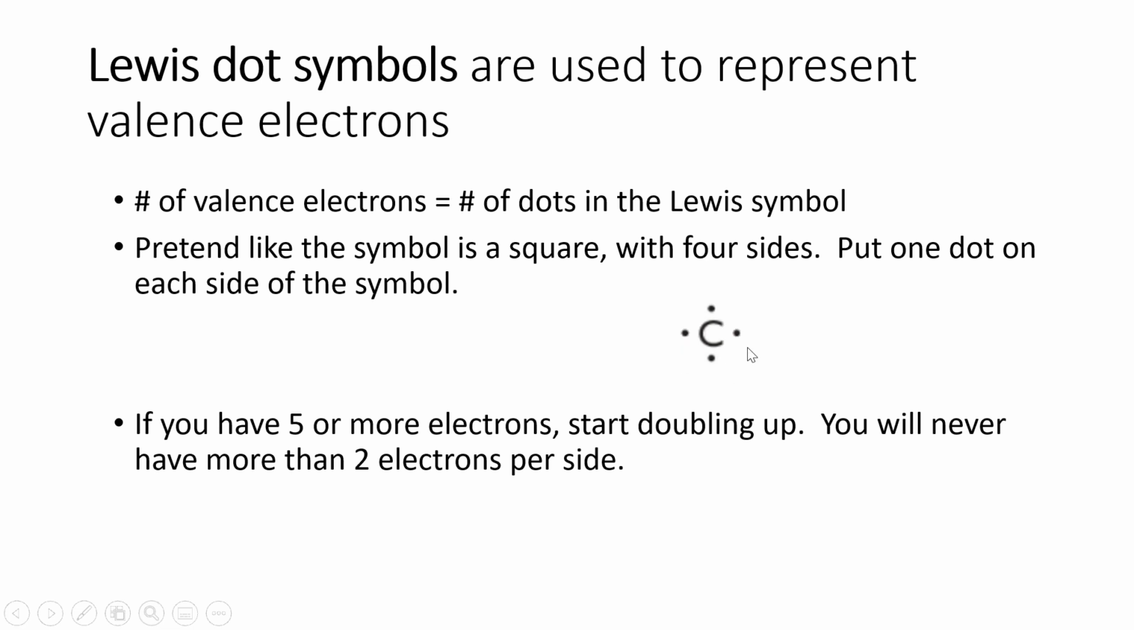If you have more than 4 electrons, so like if you have 5, 6, 7, 8 electrons, you can start doubling up. So like for nitrogen, I would put 1 dot on each side of the N, and then the 5th electron would form a pair here at the top. So again, it would look like this. I'd say nitrogen's got 5 electrons. So I'm going to go 1, 2, 3, 4, 5. So these are my individual Lewis symbols, and we have a separate video going over more examples with these.